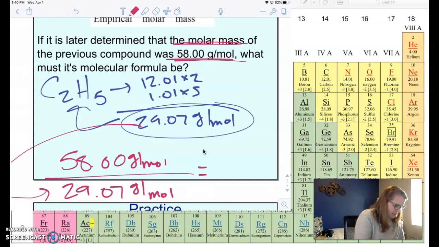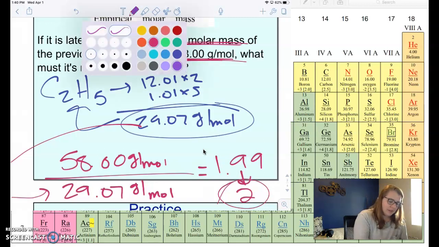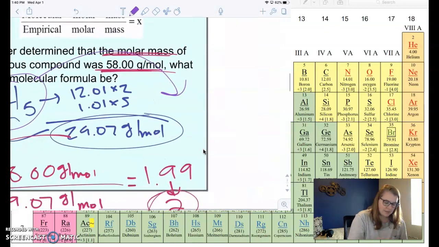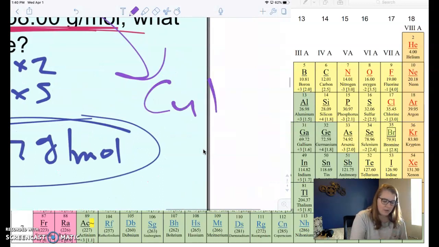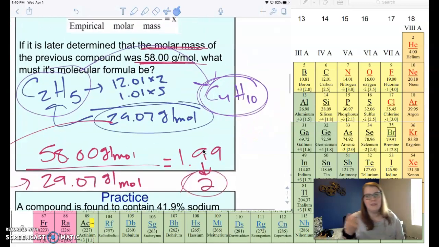So if I take these and divide them, I'm getting 1.99, round to the nearest half or whole, 2. What does that mean? That means the molar mass of the molecular compound is 2 times heavier than the empirical. Well, if the empirical here is C2H5 and the molecular is 2 times heavier, well, the molecular must be C4H10. It must be twice as heavy as the original.